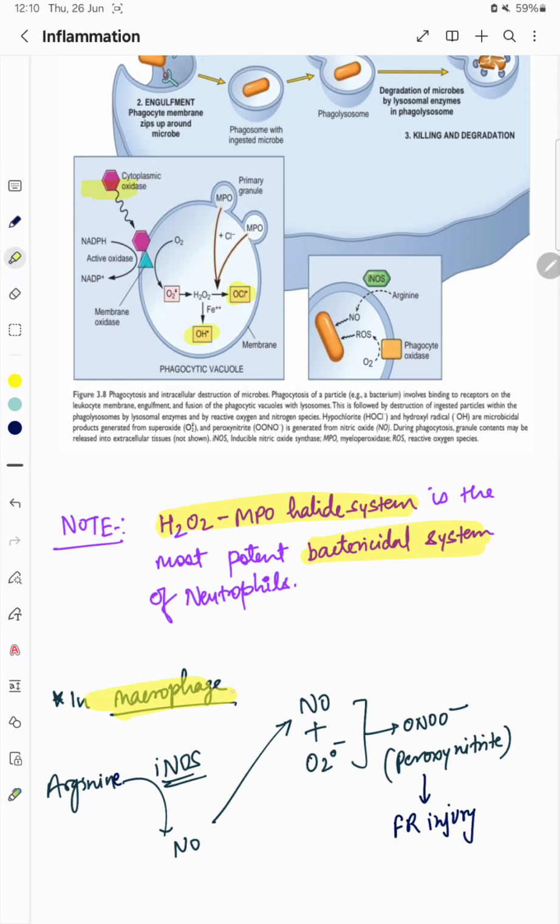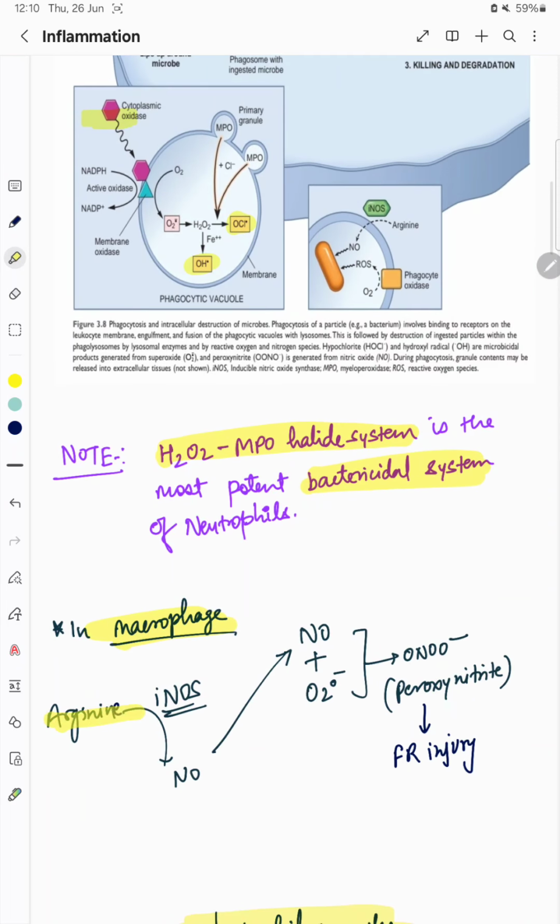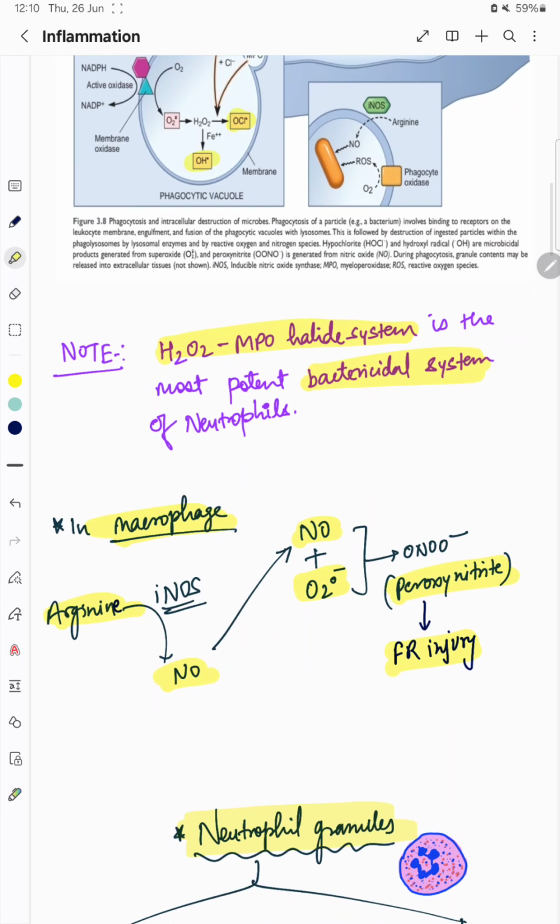In macrophages, arginine is converted into nitric oxide by inducible nitric oxide synthase. Nitric oxide, by combining with superoxide free radical, forms the peroxynitrite free radical, which causes free radical injury to the microbes.